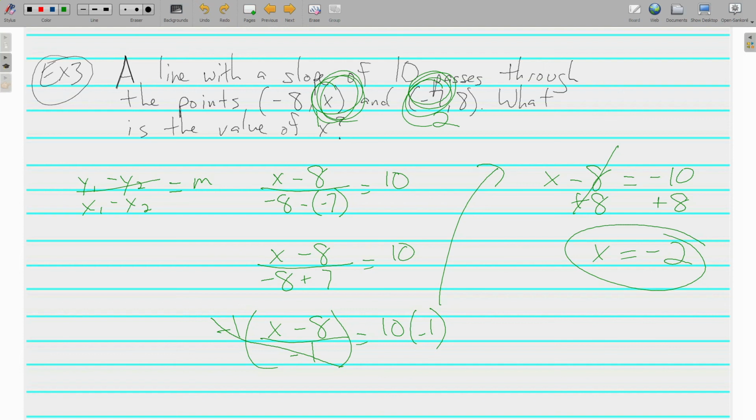Alright, so a little bit to keep track of there, but just show your work like you have to anyway, and make sure you're doing the negatives right. Not too bad.